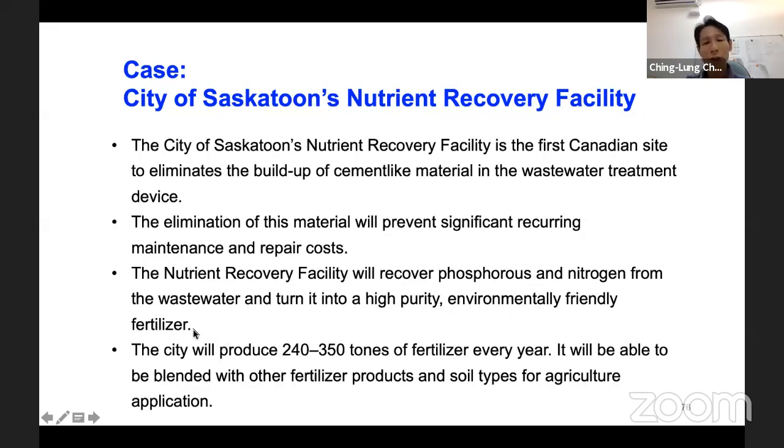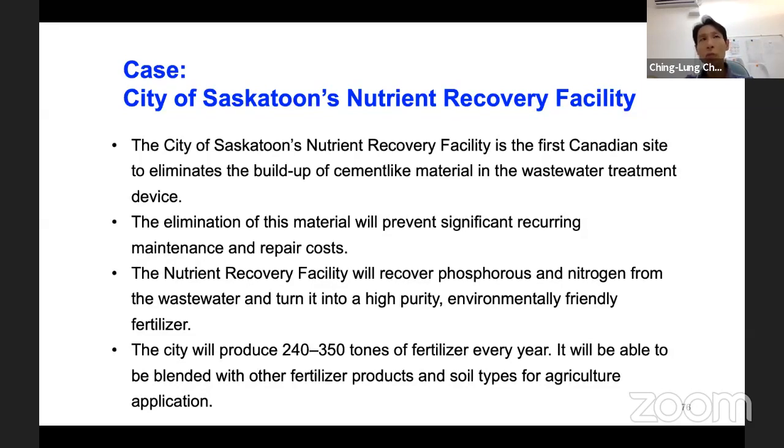Okay. So it means that based on their wastewater treatment process, the nitrogen and the phosphorus have been recovered. And then the city will produce about 240 to 350 tons of fertilizer every year from the wastewater. Okay. So it can be blended with other fertilizer products for soil-type agricultural application. Okay. So as we can see from this case, the nitrogen and phosphorus have been recovered from the wastewater. So it means we try to remove some of the nutrients and then make them a valuable material.